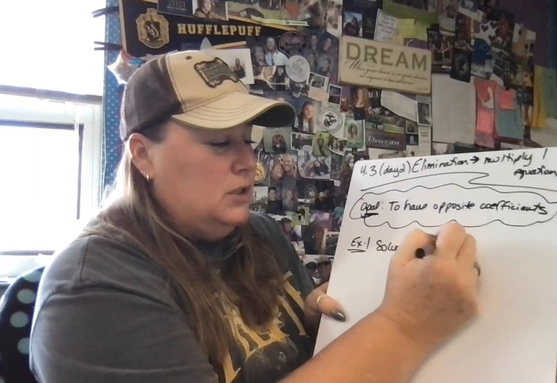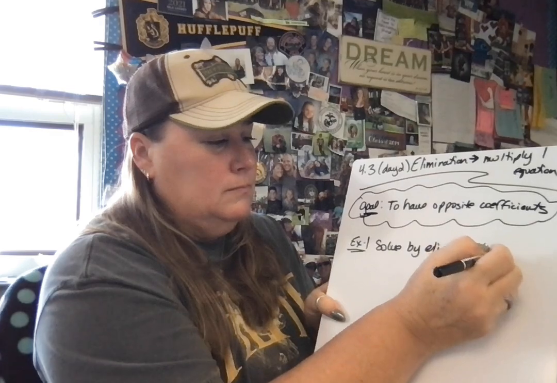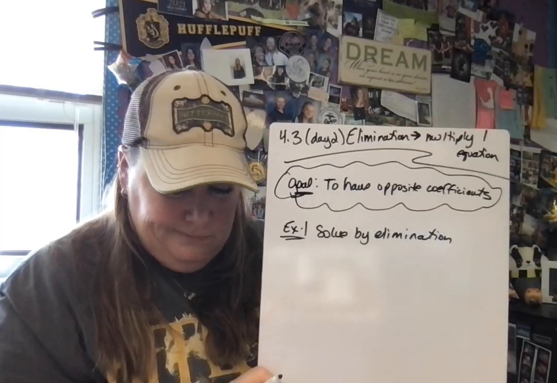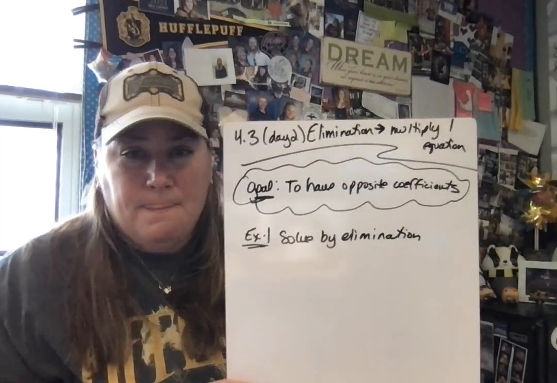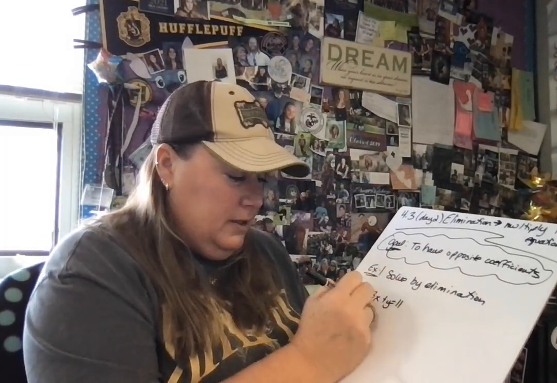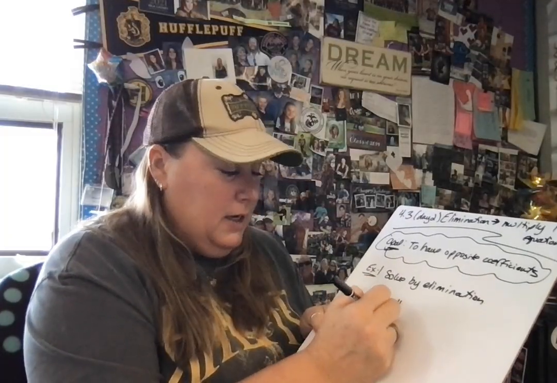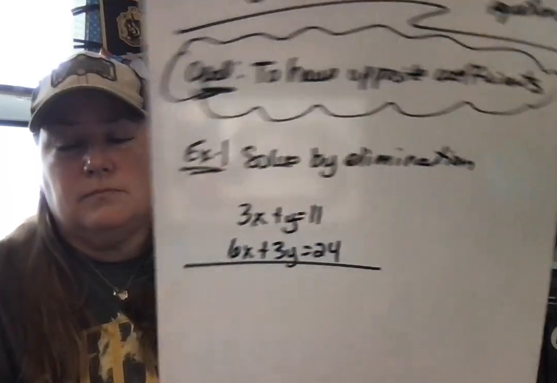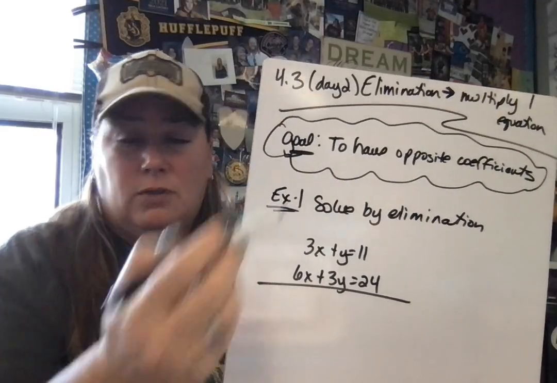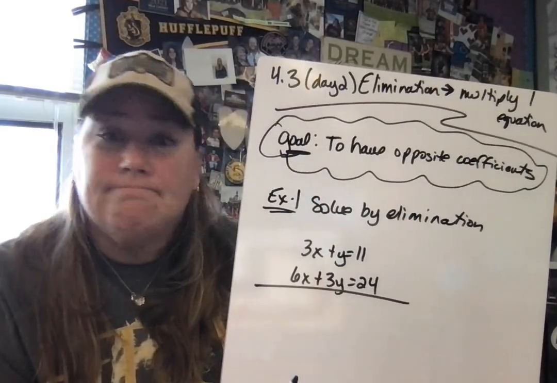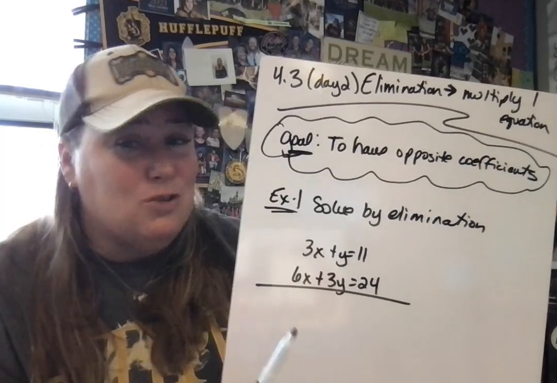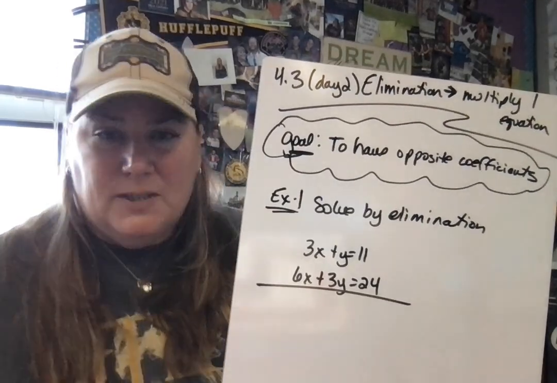Solve by elimination. Which problem do I want to start with? Okay, here we go. 3x plus y equals 11, and 6x plus 3y equals 24. All right, here we go. You always start with the goal. Do I have opposite coefficients? And the answer is no, okay? You said yes to every single question that you did on Monday. Today, you do not have opposite coefficients. So it means you make them, okay?